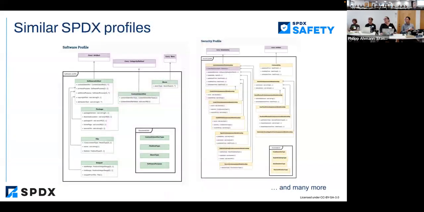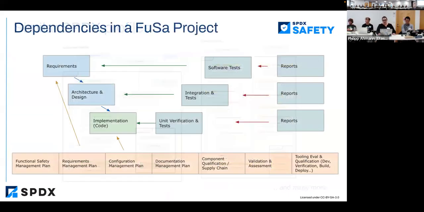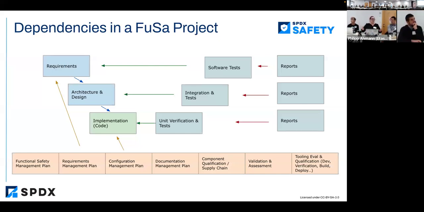And we do not invent the wheel completely new. There are already other profiles to describe the needs for other domains, like general software security, there's an AI profile, there's a build profile, there will be an operations profile. So there are a lot of profiles to serve the certain needs of certain groups of people. And actually, we already do have a Fusa profile, right? This is our Fusa profile.